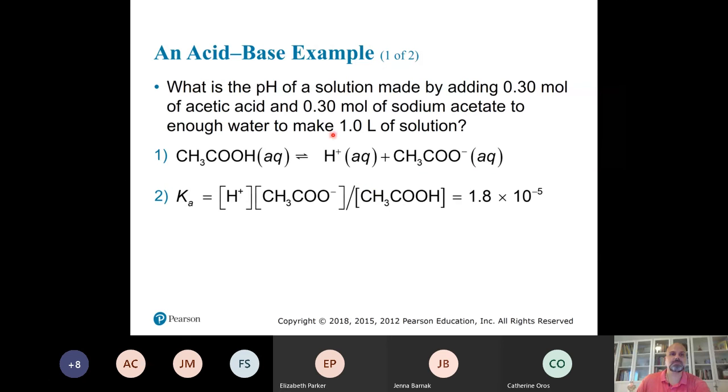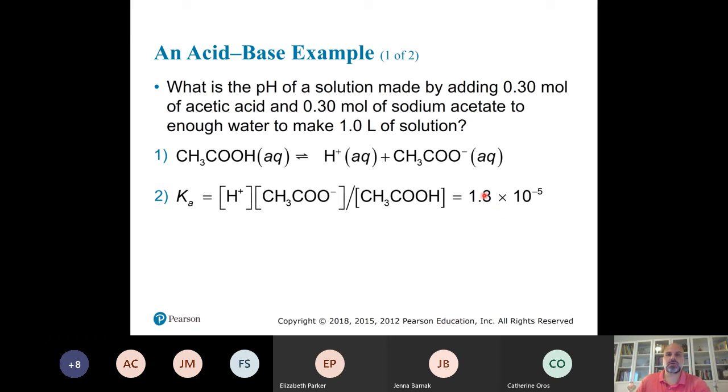So we'll take an example. This question says, what is the pH of a solution made by adding 0.030 moles of acetic acid and 0.30 moles of sodium acetate to enough water to make a 1 liter solution? So we have our acetic acid solution right here, our equation, and we have our Ka. We know the Ka of this equation. Ka is just our products divided by our reactants, products over reactants, and we got the Ka out of a table, 1.8 times 10 to the minus fifth.